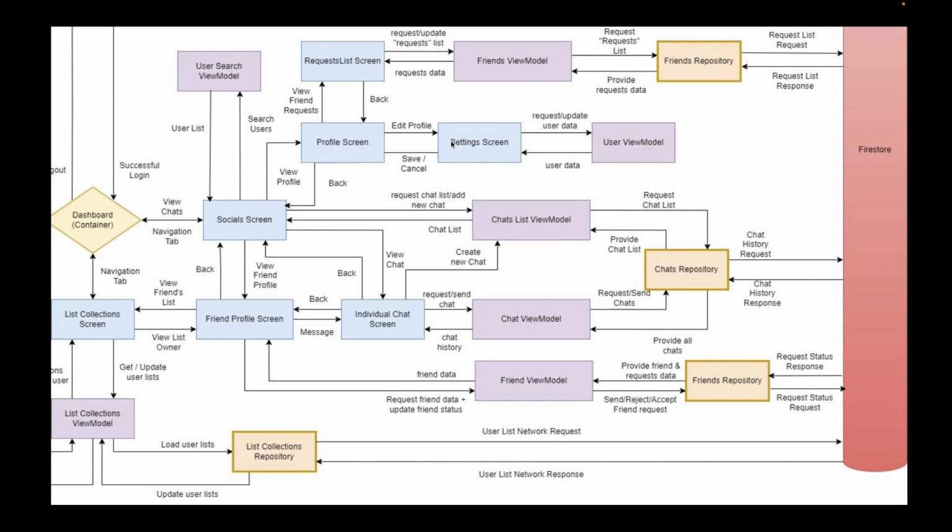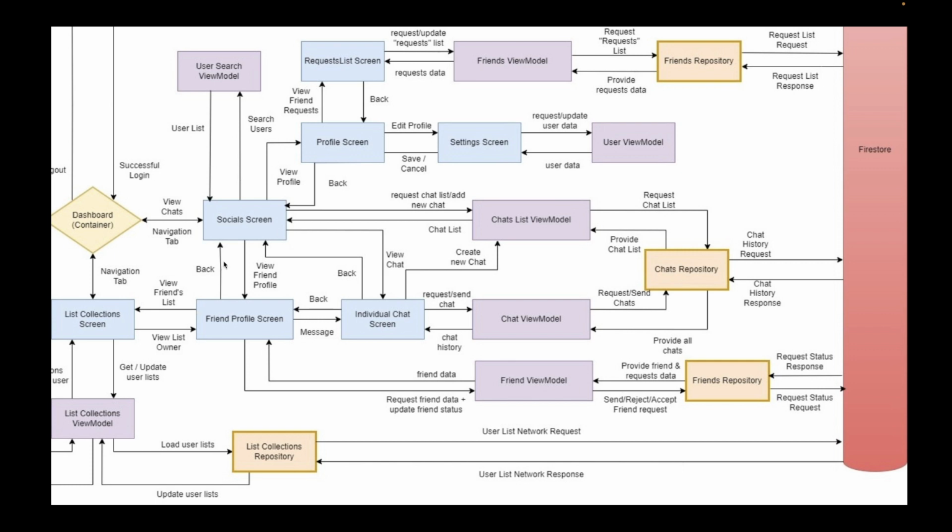We now have a social screen which is connected to our dashboard, and the social screen has a search bar which uses a search view model. The social screen also has a profile button which takes us to the profile screen, which is connected to the settings screen and in turn connected to the user view model. The profile screen also has a request button where you can view your friend requests, and that is connected to the friends view model and the friends repository, and these are getting all the data from the Firestore.